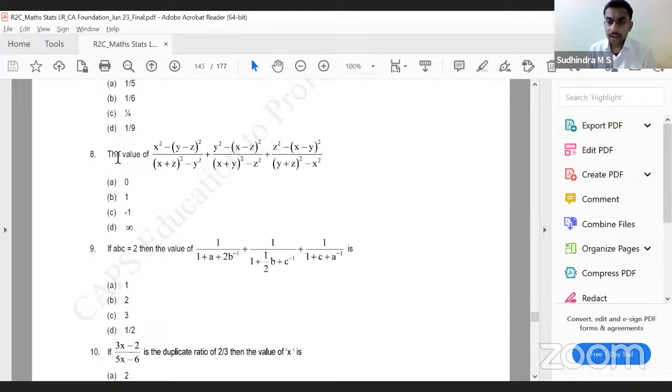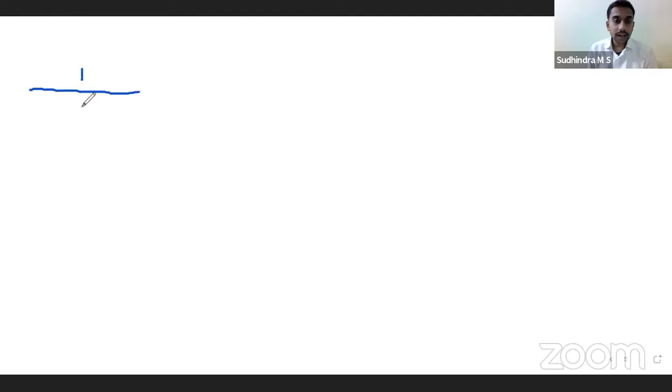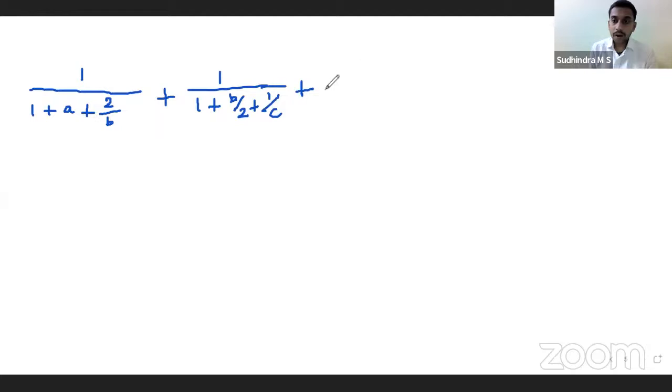Completed. Did we get the answer as 1? What is the question? 1 divided by 1 plus A plus, instead of writing 2B to the power of minus 1, can I write 2 by B? Same way, 1 divided by 1 plus, instead of half B, I'll write B by 2, C to the power of minus 1, I'll write 1 by C. Plus 1 divided by 1 plus C plus A to the power of minus 1 will be written as 1 by A.